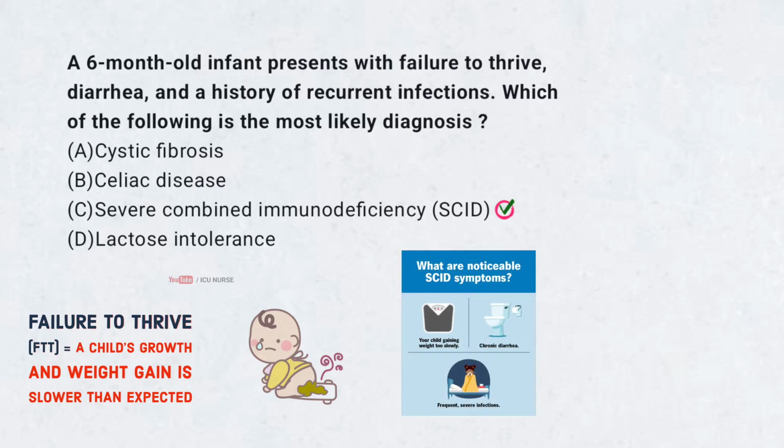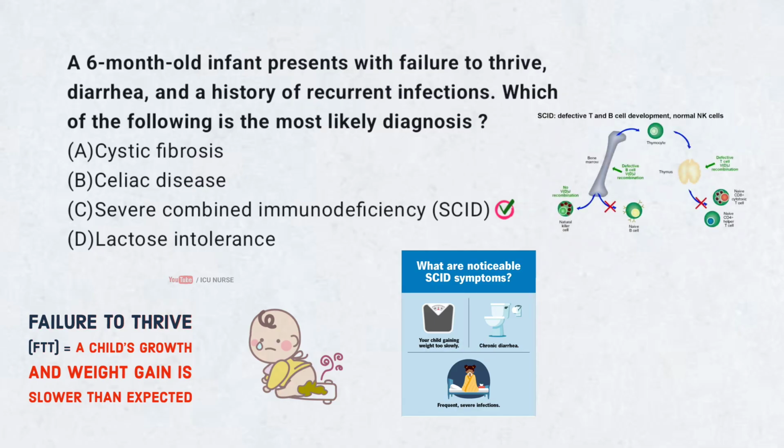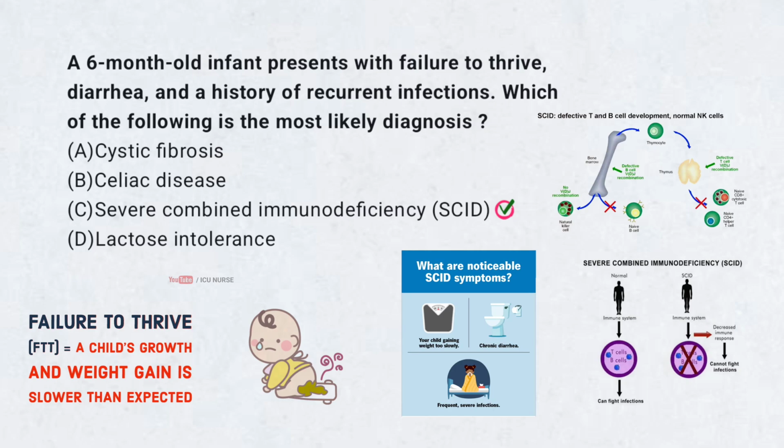Severe combined immunodeficiency, SCID, is a primary immunodeficiency characterized by recurrent infections, failure to thrive, and diarrhea. It results from defects in T cell and B cell function, leaving the infant vulnerable to severe infections. SCID is a medical emergency and requires prompt treatment, often with bone marrow transplantation. Cystic fibrosis and celiac disease can also cause failure to thrive but are less likely to present with recurrent infections.